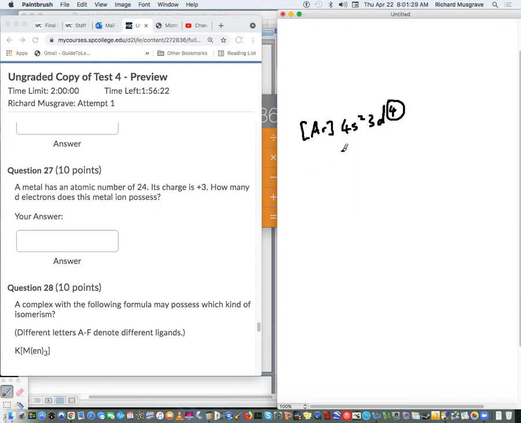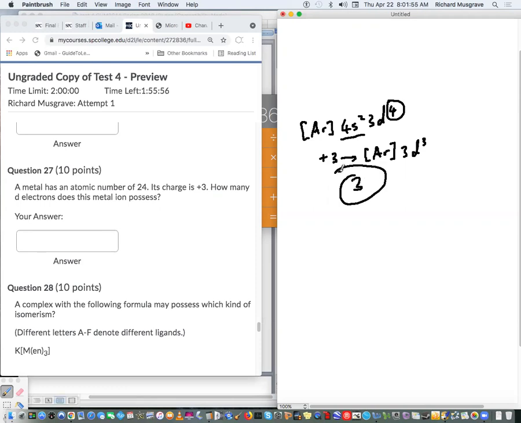And its charge is +3, which means it's going to lose 3 electrons. Now remember, the 4s electrons are the first ones to go. So after it's +3, it's going to be [Ar] 3d3. So the answer there would be 3.